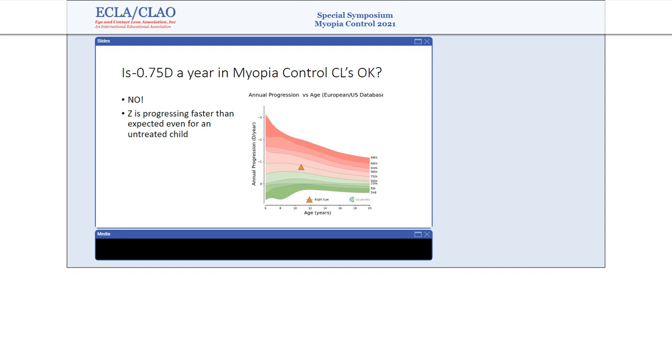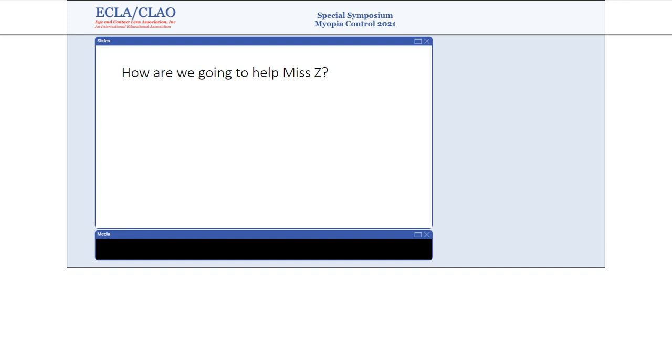And as indicated, most progression is 0.5 or less in the West. So that's an unacceptable rate for treatment. I would regard it as a treatment failure, irrespective of her risk factors. So what am I going to do?